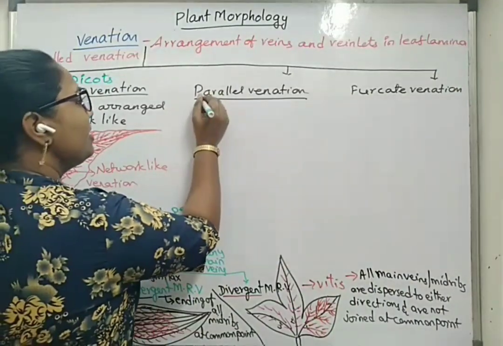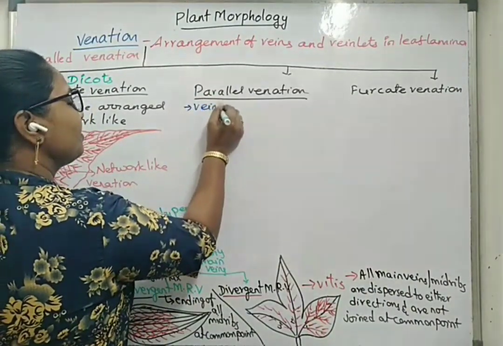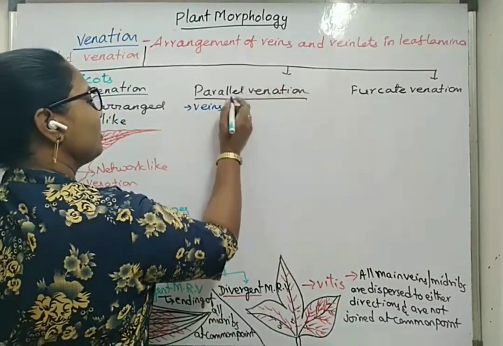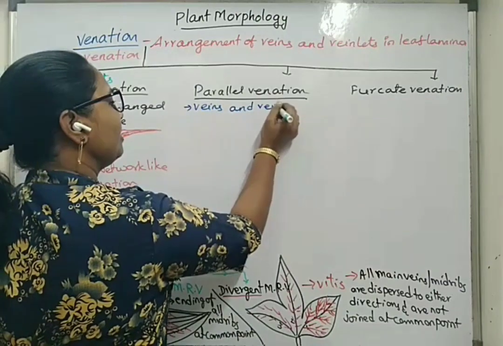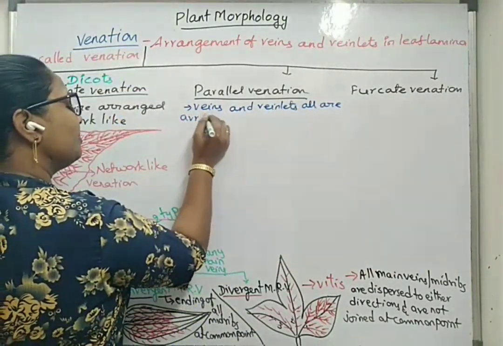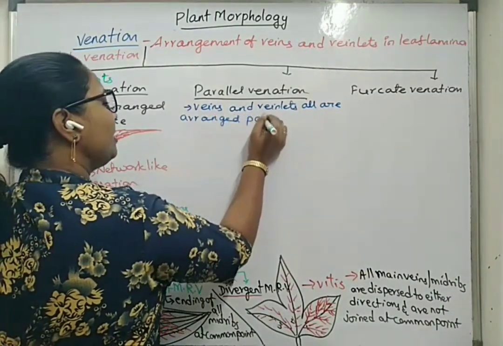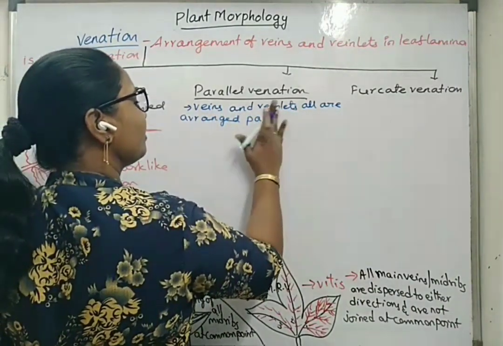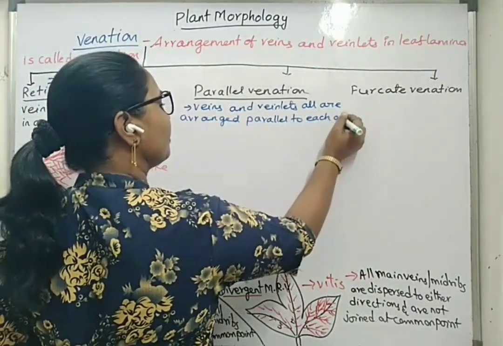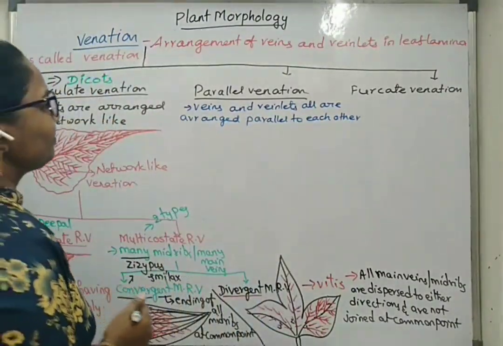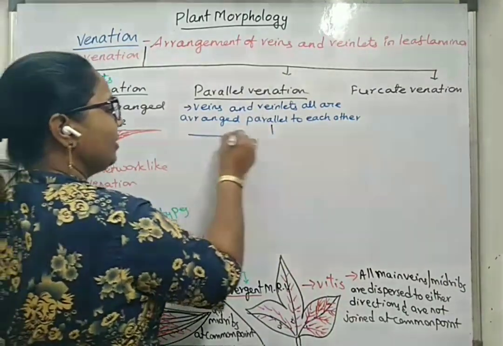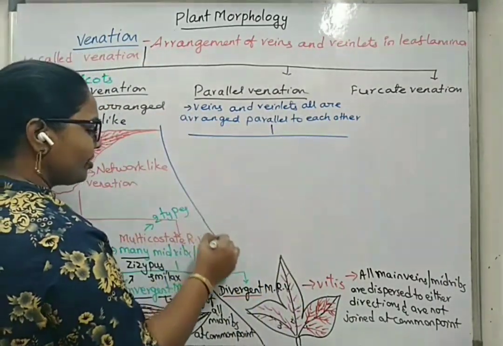Parallel venation means veins and veinlets all are arranged parallel to each other. So here, like reticulate venation, this parallel venation is also of 2 types.